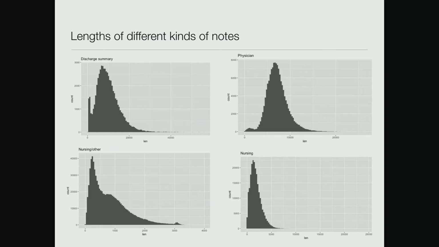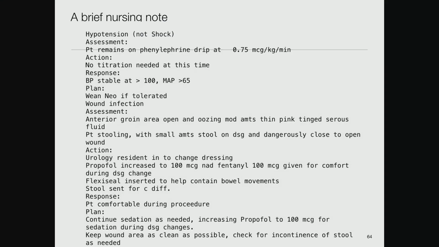Nursing notes tend to be shorter. They run up to about 3,000 characters. This other set of nursing notes, which I think comes from the other system, is a little bit longer. It goes up to about 5,000. Doctor's notes are a little bit longer, yet they go up to about 10,000, 15,000 characters typically. And there are various other kinds of notes. So I just wanted to show you a few of these.